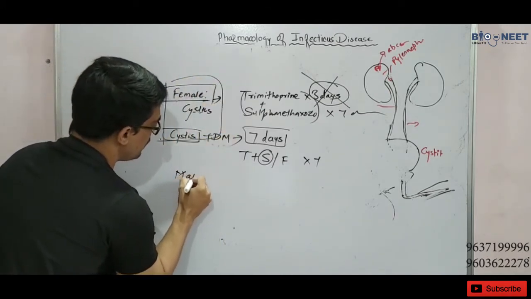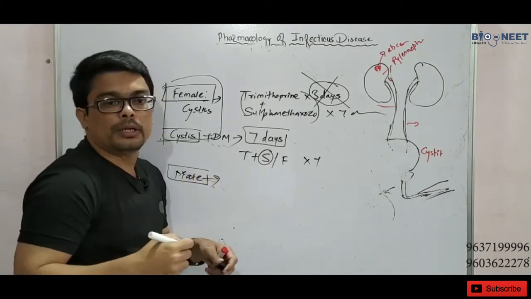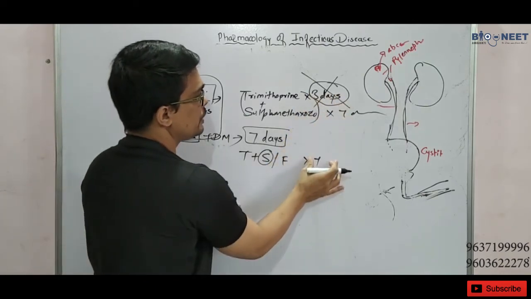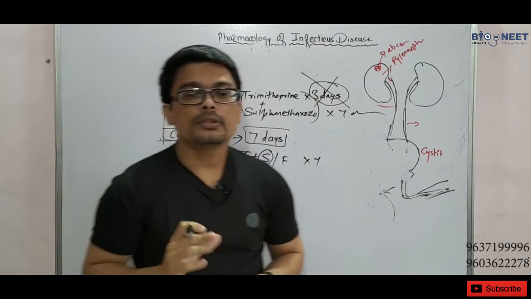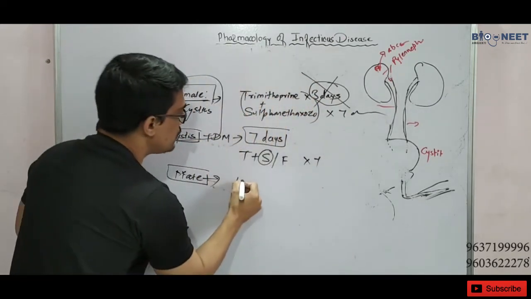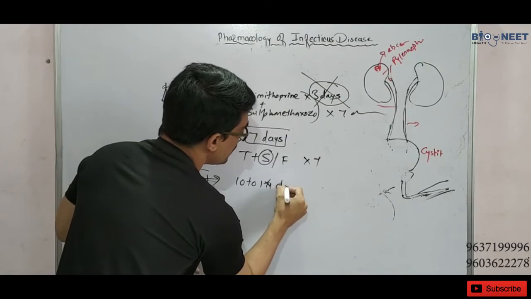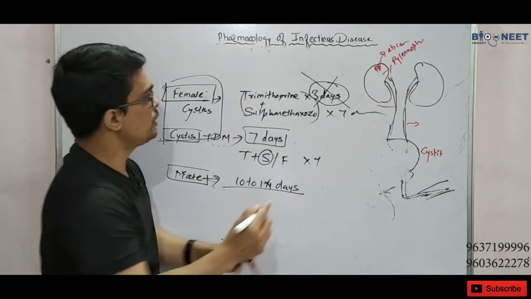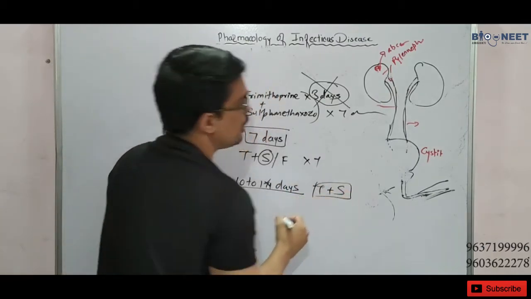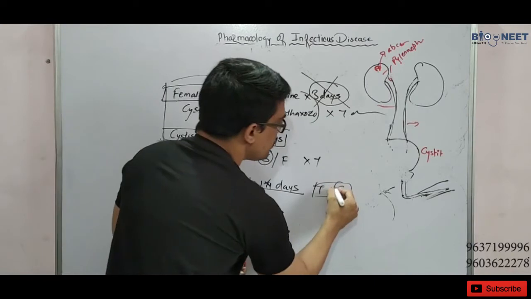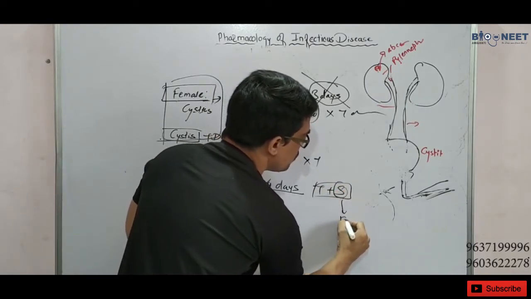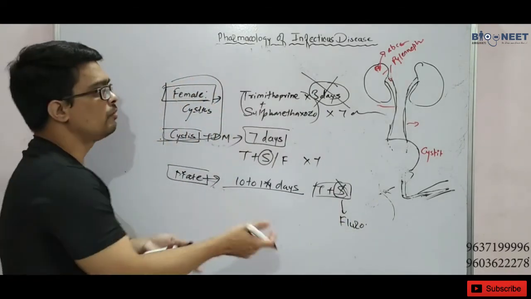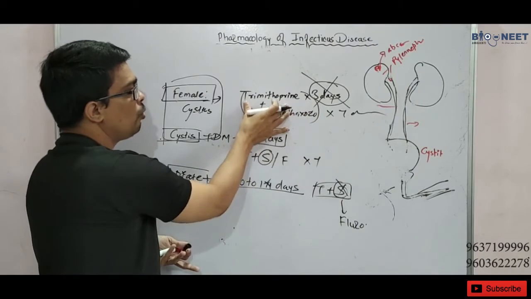What about the male? In case of a male patient with cystitis, what can we do? Look, here it is for 3 days, here it is for 7 days. In case of the male patient, the line of treatment is 10 to 14 days. That I want you to remember. The drug is the same, trimethoprim plus sulfamethoxazole. If you don't want to use sulfamethoxazole, you can go for fluoroquinolones or quinolone. Same thing I am saying, but only the days differ.